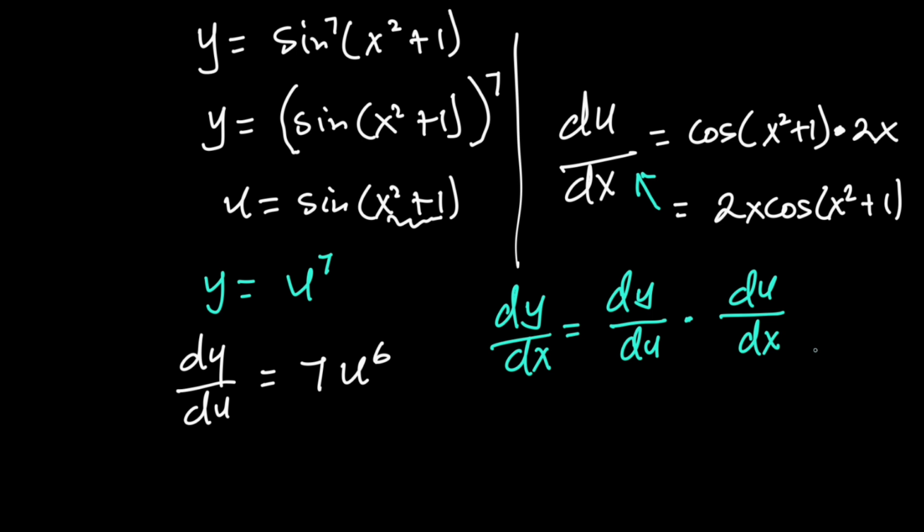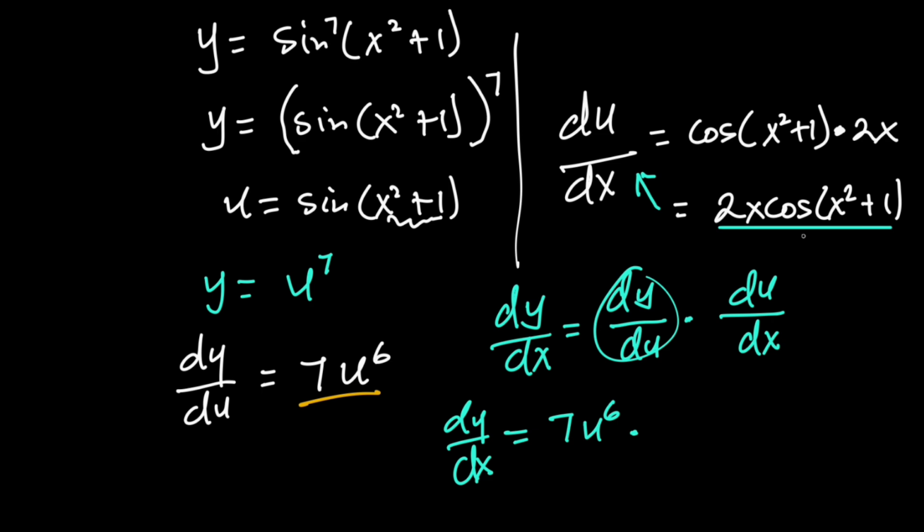As simple as that. Now you realize that we know what dy/du is from earlier; we had it to be 7u to the 6th power. So we can go ahead and find dy/dx easily. dy/dx is equal to 7u to the 6th power, times du/dx, which is 2x cos(x squared plus 1). Then we simplify this further.